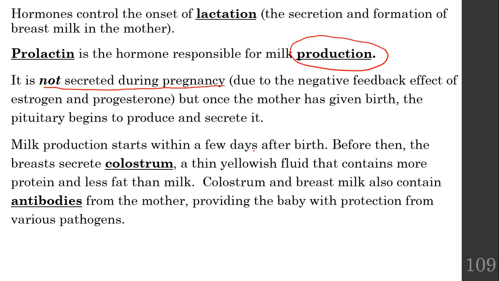Milk production starts within a few days after birth, but we often see babies suckling right after they're born. So what are they suckling if there's no milk there until a few days after birth? They're consuming a substance known as colostrum. It's not milk. Colostrum is a thin yellowish fluid that contains way more protein and less fat. Colostrum also contains antibodies from the mother, and these antibodies can actually be absorbed by the baby, and it gives the baby a head start on immunity.